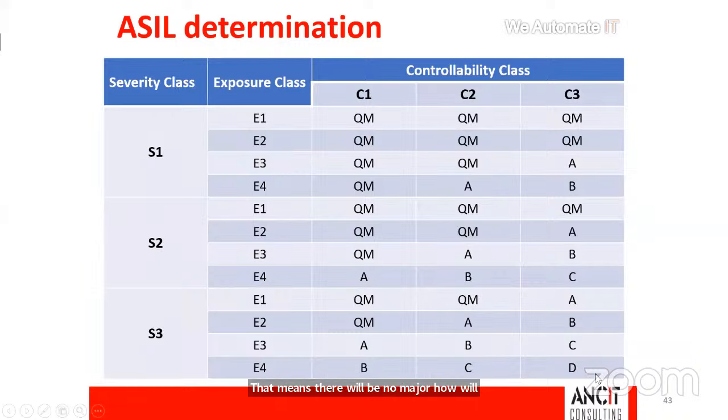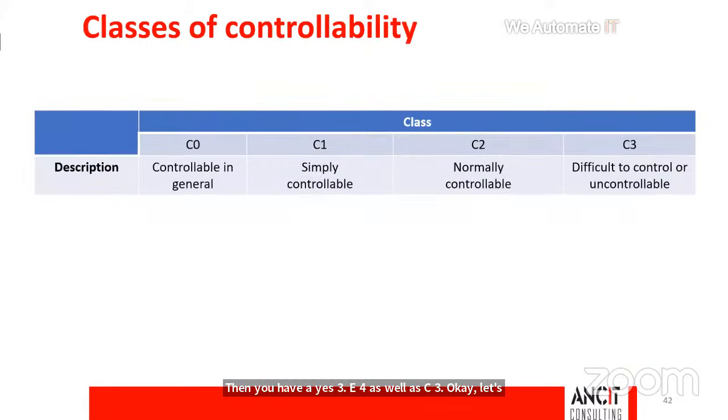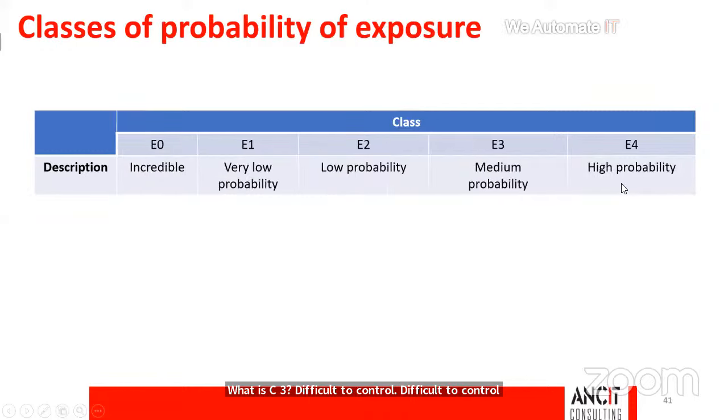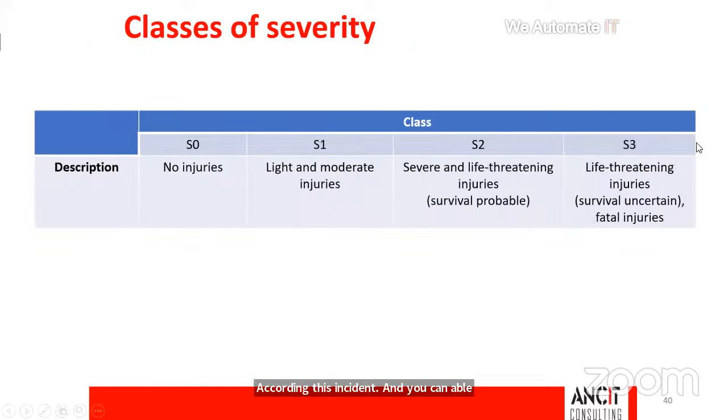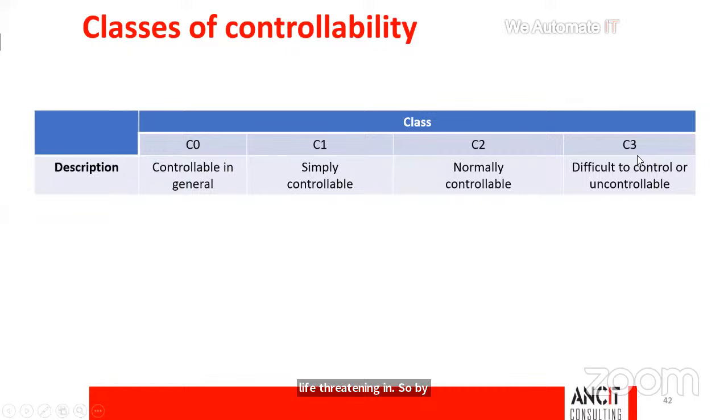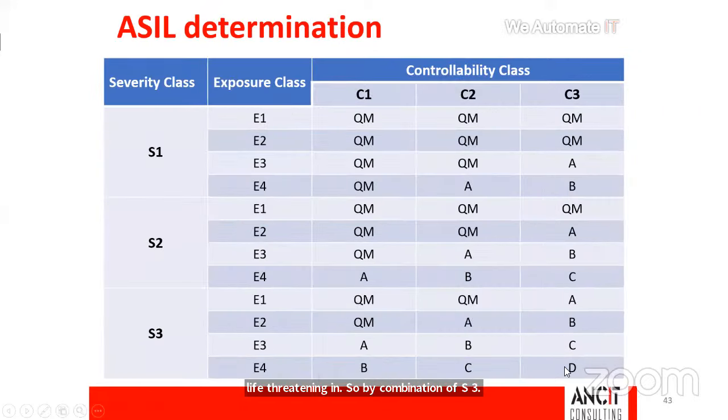Correct. Then coming to D, you can refer to this D where you have S3, E4, as well as C3. Let's see what C3, S3, and E4 are. C3 is difficult to control or uncontrollable. E4 means high probability, high chances of this incident occurring. And S3 means life-threatening injuries. So by the combination of S3, E4, and C3, what is the ASIL you will get? You will get D. That means if any malfunction happens, you will get the highest degree of hazard, ASIL D.